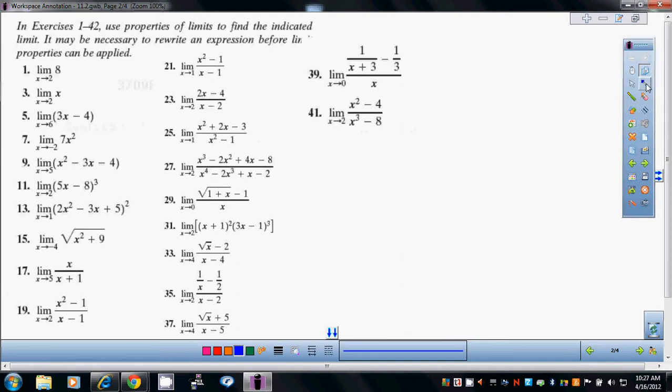Not all of them. The cubed one? Good question. Actually, you'll do it the same. Let's talk about number 11: 5 times 2 minus 8 cubed. So that's 10 minus 8, so it's really just 2 cubed.